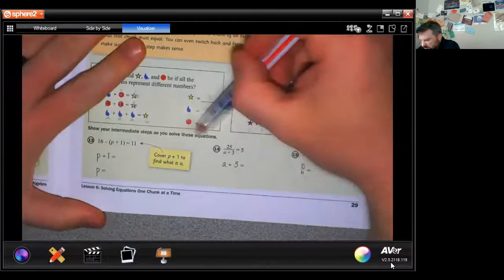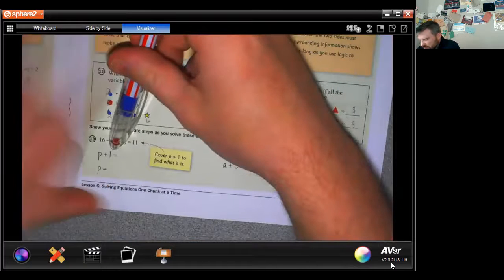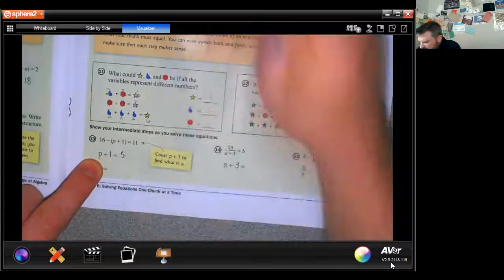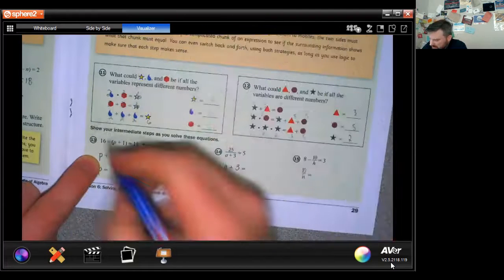Okay, cover up the P plus 1, show your intermediate steps as you solve these equations. Okay, so cover this up. 16 minus what is 11? That's 5. Okay, P plus 1. So some number plus 1 is 5. That's 4.